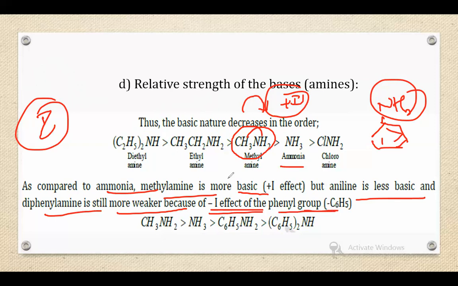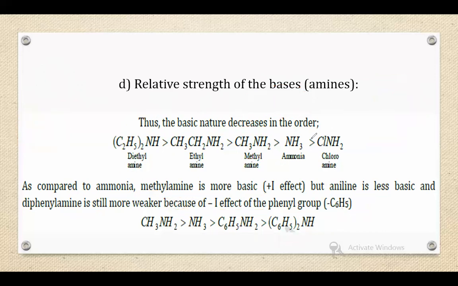So in diethylamine, the C2H5 group is electron donating; if a group drags the pair of electrons, then obviously basicity decreases. Phenyl group is C6H5. Understand, diphenyl differs and diethyl differs. This is diphenylamine, this is ethyl. This is more basic, this is less basic. Understand properly the difference in basic character: how the basic character varies between alkyl amines and aryl amines.